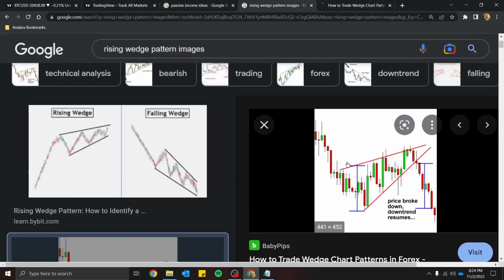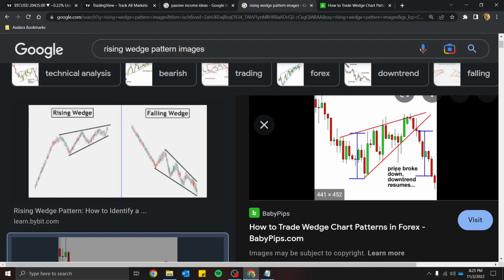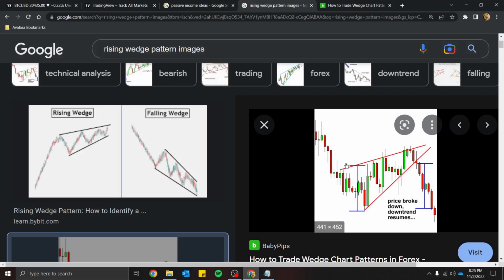So the price was getting consolidated here and here, and we can see that the fresh buyers are not able to take the price action much above the previous highs. So there is a very small difference.